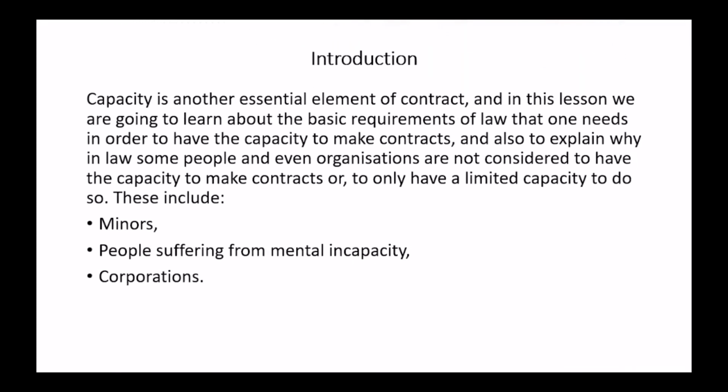So let's begin with our introduction. Capacity is another essential element of contract, and in this lesson we are going to learn about the basic requirements of law that one needs in order to have the capacity to make contracts, and also to explain why in law some people and even organizations are not considered to have the capacity to make contracts or to only have a limited capacity to do so. And who are these? These include minors, people suffering from mental incapacity, and even corporations.